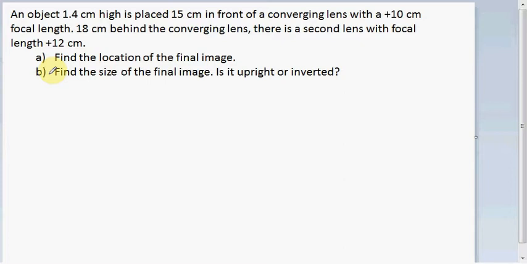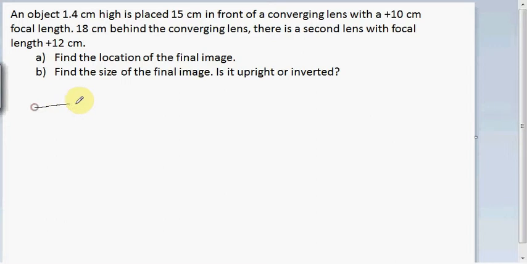Now, first of all, with these two lens problems, I strongly recommend that the first thing you do is go ahead and draw out the situation. The reason for that is because you're going to need the picture to figure out what the second object distance is. You'll see that when we get to it. So let's go ahead and sketch this out first.